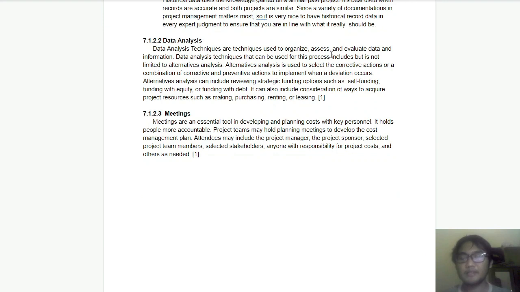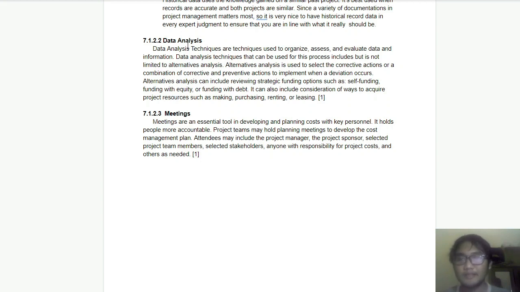And then the second cost planning tool and technique is data analysis. It is a technique used to organize, assess, and evaluate data information. One technique that can be used for this process is, for example, alternative analysis. It is used to select the corrective actions or a combination of corrective and preventive actions to implement when a deviation occurs. It can include reviewing strategic funding options such as self-funding, funding with equity, or funding with debt. It can also include consideration of ways to acquire particular resources such as making, purchasing, renting, or leasing.